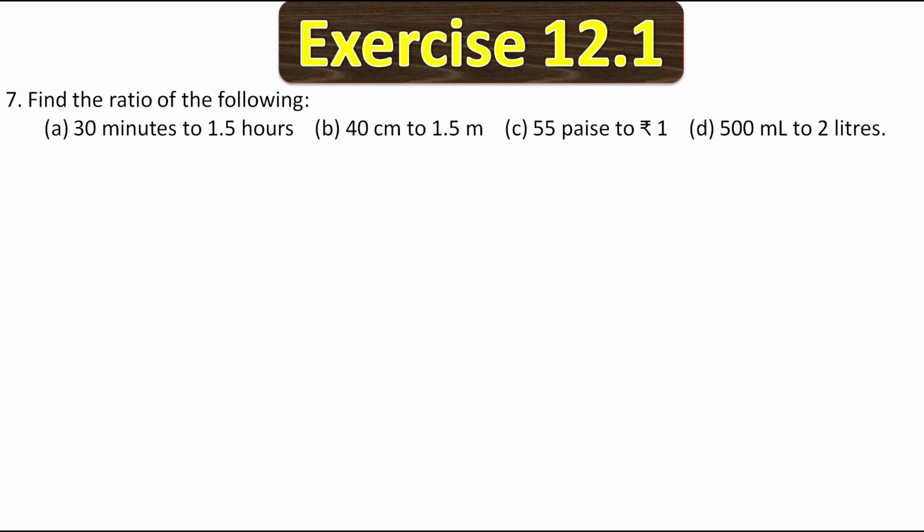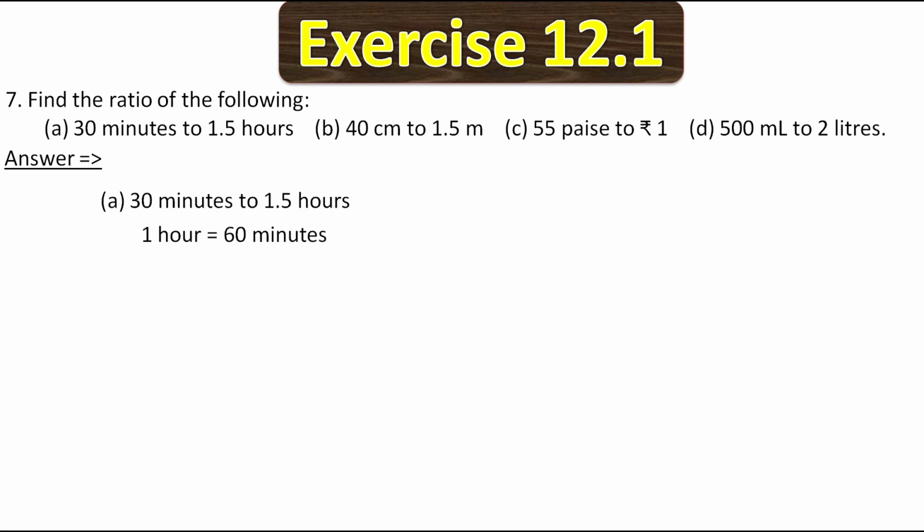Okay. So first we will take the first one, that is 30 minutes to 1.5 hours. Now we all know that 1 hour is equal to 60 minutes. That means 1.5 hours is equal to 90 minutes, because 1 hour is equal to 60 and that half hour is 30. So 60 plus 30 is 90 minutes, right? So now both of them are in minutes. Therefore the ratio is 30 is to 90.